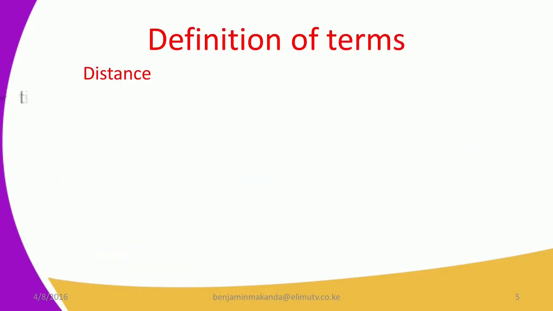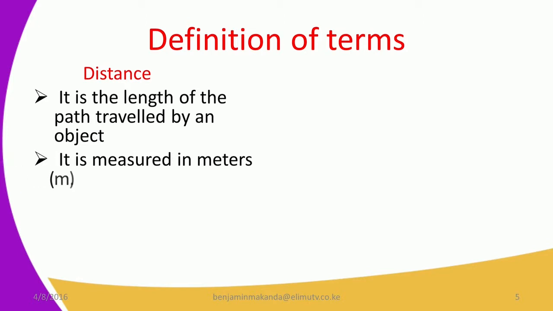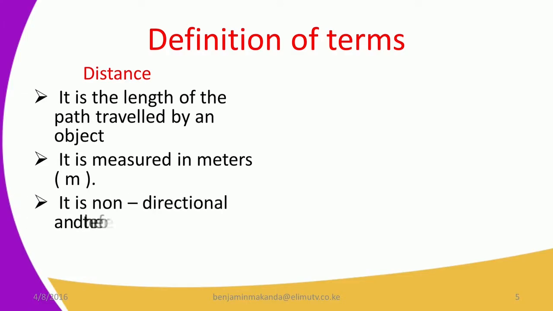Definition of terms. So distance is the first term, and it is the length of the path traveled by an object. It is measured in meters. It is non-directional and therefore is a scalar quantity.